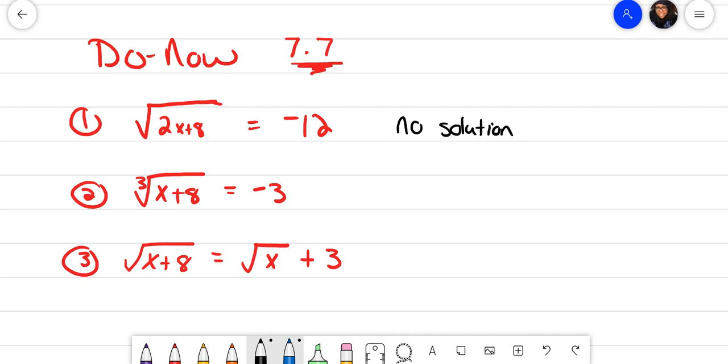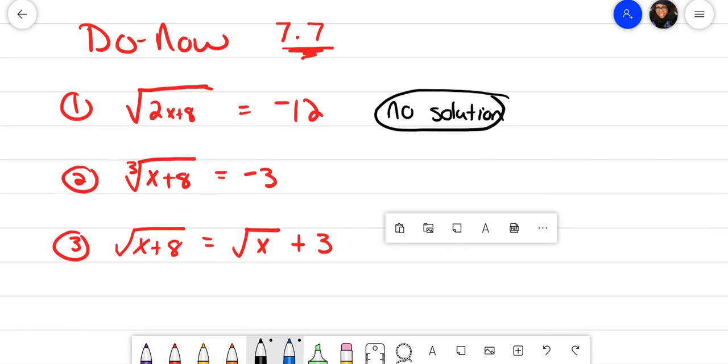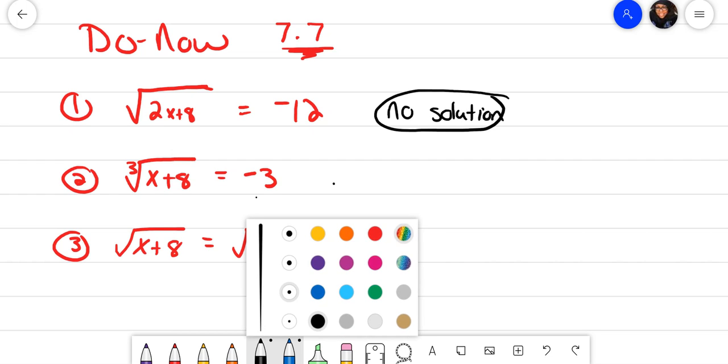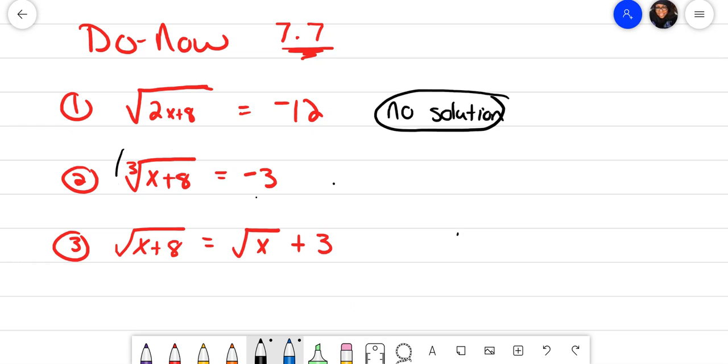Remember that when it comes to these radical equations, if it's an even root, it cannot be negative. So this one's going to be no solution for number one. For number two, it's a cube root. Because it's a cube root, the negative is fine, so this would not be a no solution. What you would want to start off with here is taking both sides to a power.